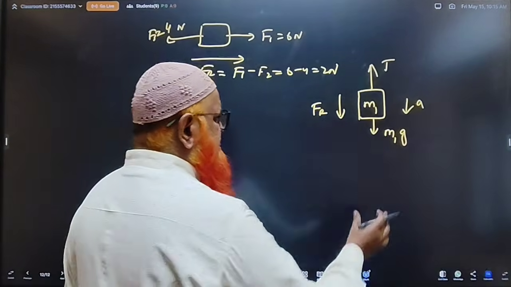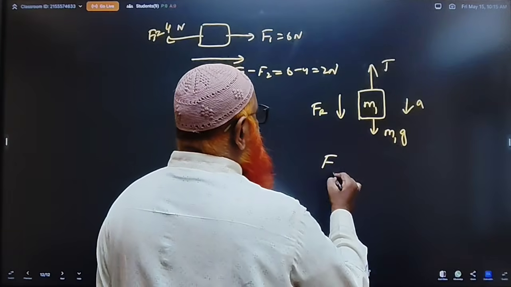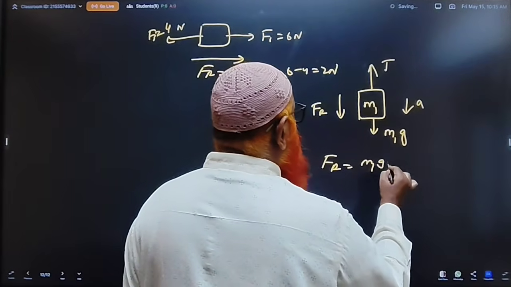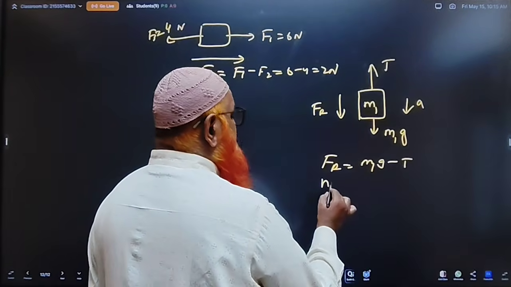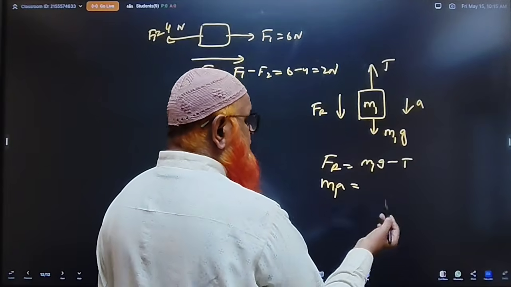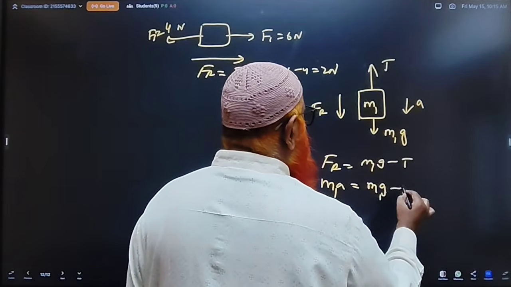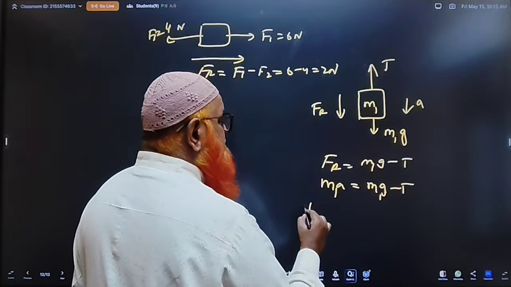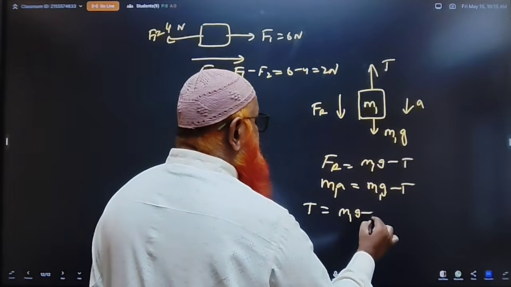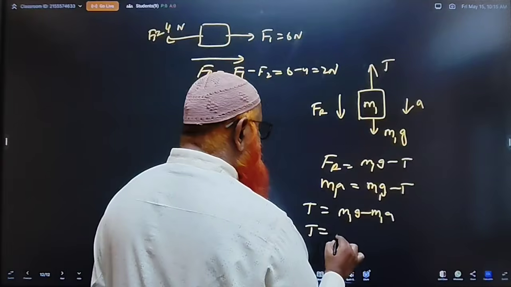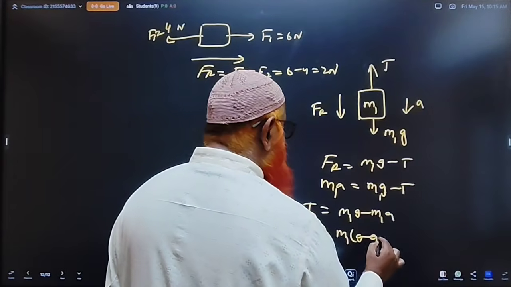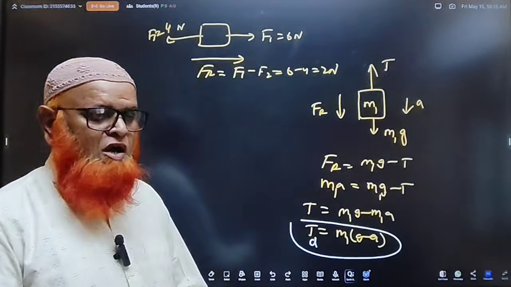So which is going to dominate here? M1g is going to dominate. Therefore the resultant force is going to be M1g minus T. So Fr is M1a, which is the basic formula, Newton's law, M1g minus T. So T comes to the left side, it is going to be M1g minus M1a. So T is equal to M1 into (g minus a). What is the tension? Coming down means difference.